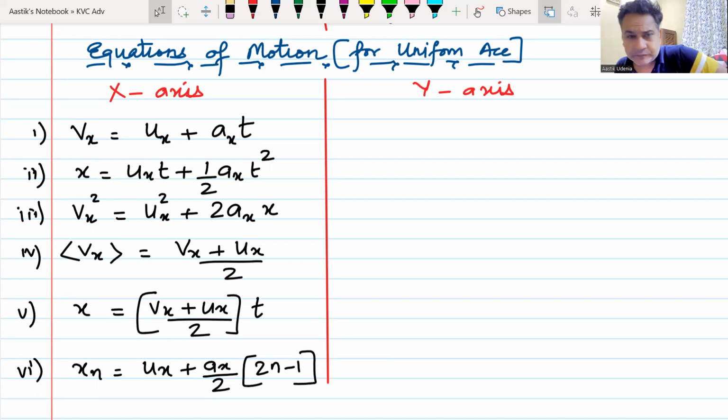Yes, bacha. Have you written the equations? Everyone? Yes or no? Okay. Can anyone tell me what is the first equation? Fatafat. Unmute yourself and let me know. Yes, please tell me.